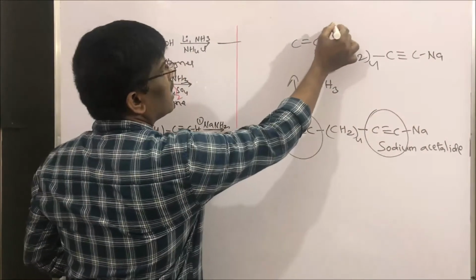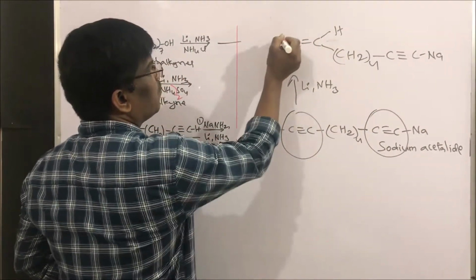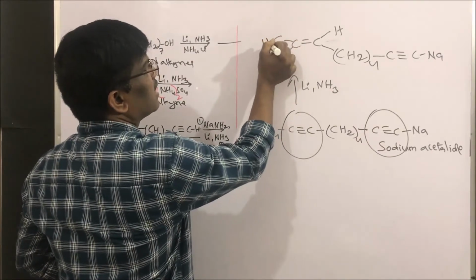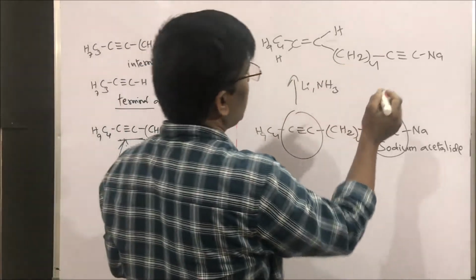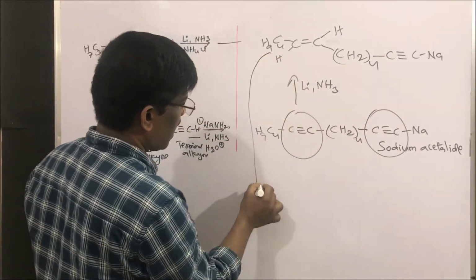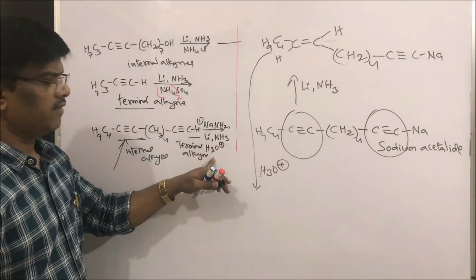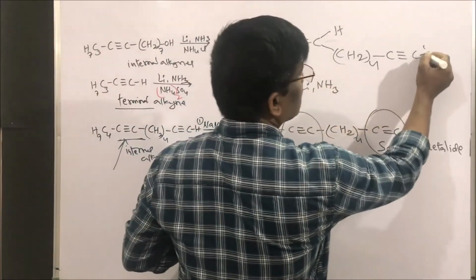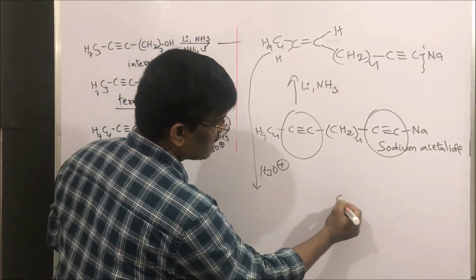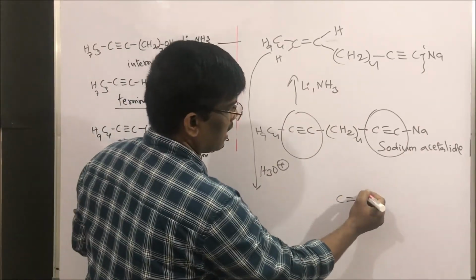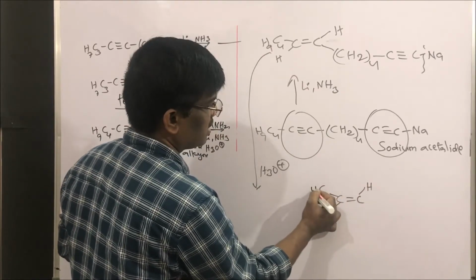Sodium. Here I am adding hydrogen. Then C4H9 is here, isn't it? So what I will do to this, when I add H3O plus, that is the final step. So this is going to break to give the final compound, that is C double bond H here or C4H9.